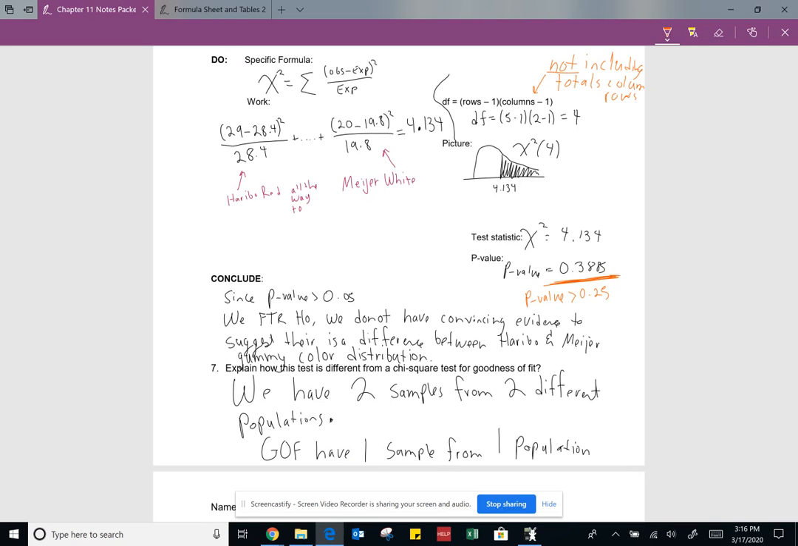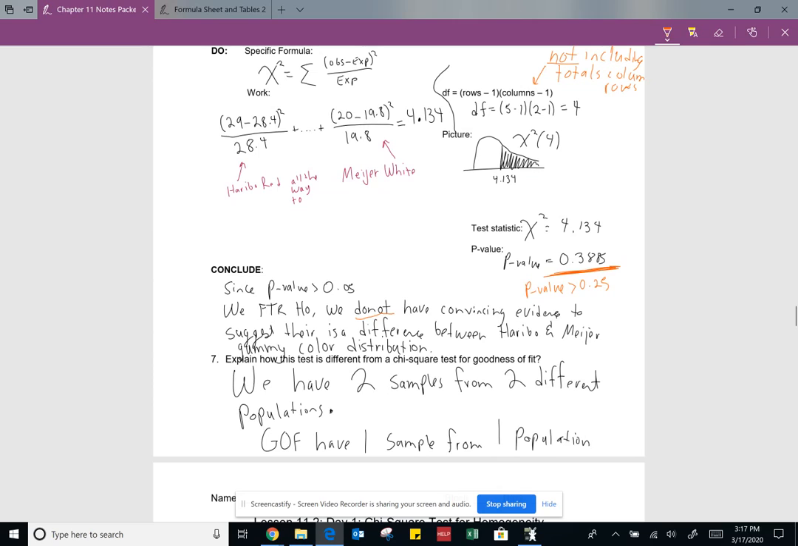So let's conclude on this. We'd say that since our p-value was greater than 0.05, we fail to reject Ho. We do not have convincing evidence to suggest that there is a difference between Haribo and the other gummy bear color distribution. So we do not have convincing evidence because we fail to reject.